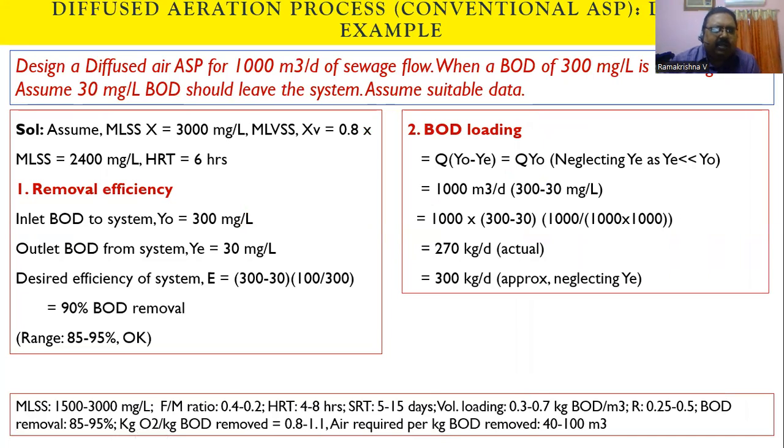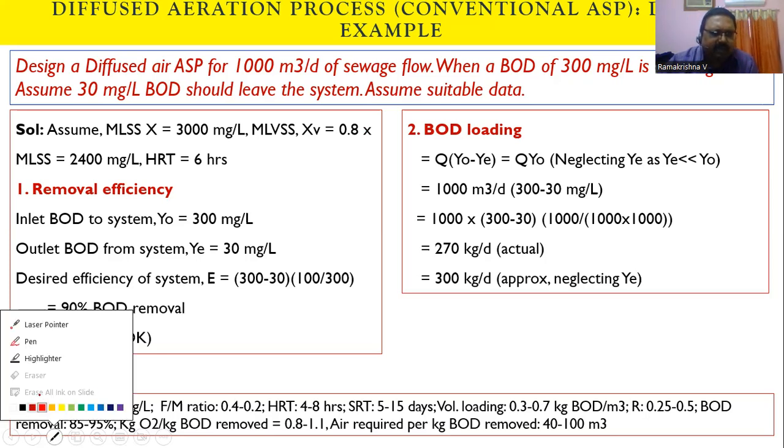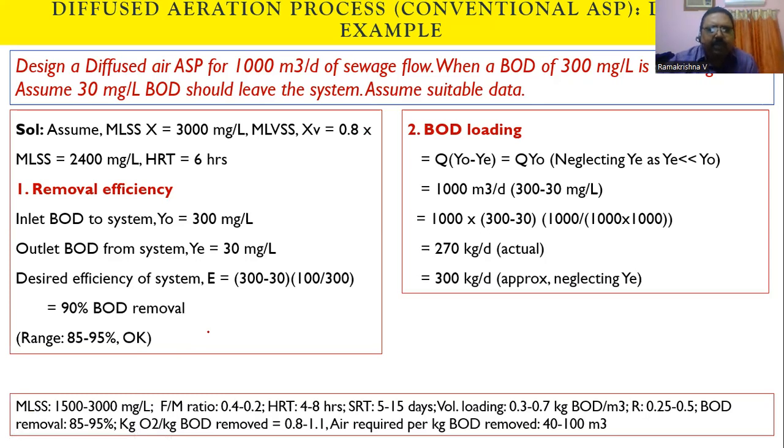So now, design a diffused air activated sludge process per 1000 meter cube per day of sewage flow, when a BOD of 300 milligram per liter is entering the system, and 30 milligram per liter of BOD should leave the system. So you assume suitable data. When you are starting the design, you should know the design parameters. All the design parameters are given here at the bottom. For each of the activated sludge process mechanisms, we have a set of parameters, and the sets of parameters are different. So we have to use these values in calculations.